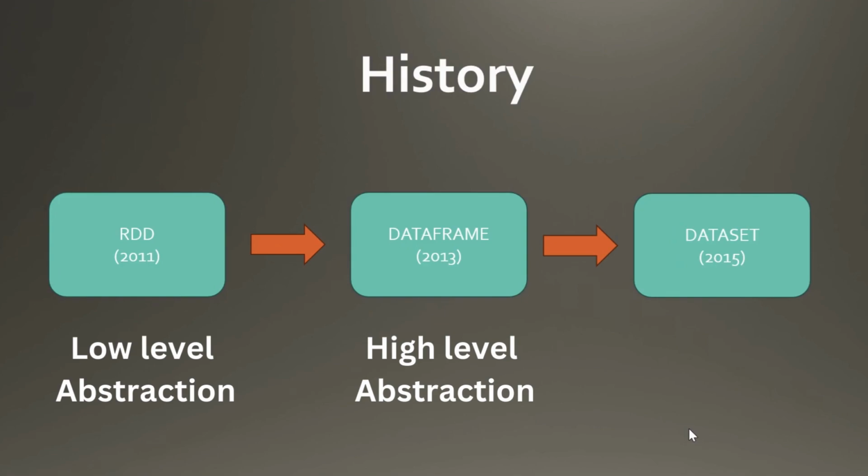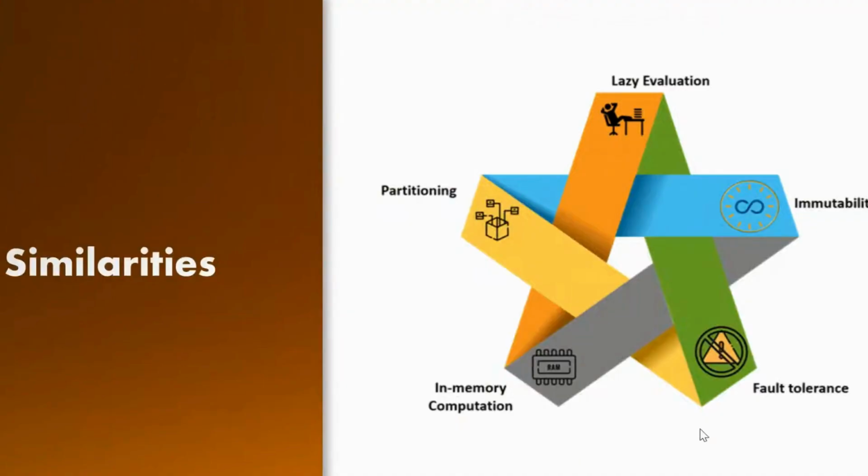Then the data frame has some limitations because of which the data set came into place in the year 2015. So this was the history of how all the enhancement was done and how the Spark APIs were improved. You can still work with RDD, you can work with dataset or data frame. All these three are still available in Spark.